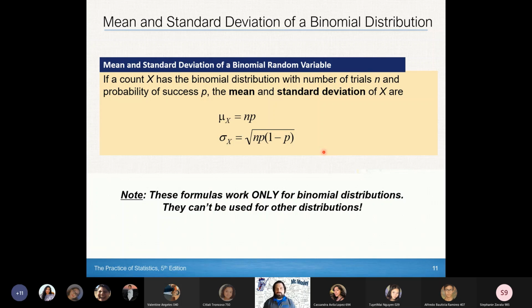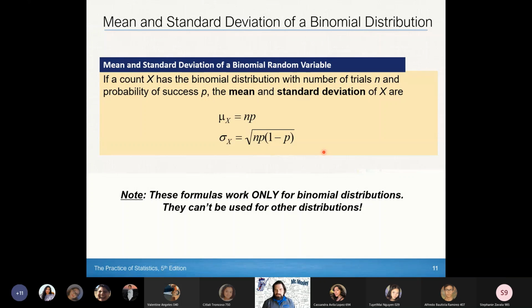Note, these formulas will only work for binomial distributions. They cannot be used for other distributions. The previous way of calculating mean and standard deviation for random variables will work for any random variable. This is a shortcut if I know that random variable is a binomial random variable. It will not work on other types of random variables. Okay. And we could do this calculation to verify the results on the previous page, but we're not going to do that right now.